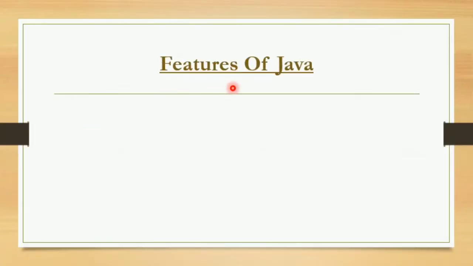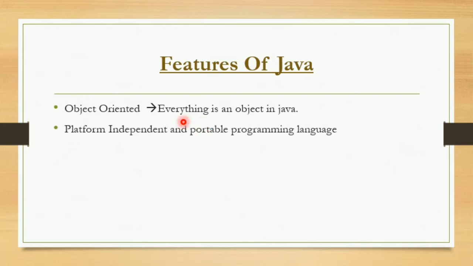Guys, let's discuss the features of Java. So guys, the first one is object oriented. So in Java guys, everything is an object, okay? And also in Java, all the code and the data lie within the class and all are objects. So the second thing is platform independent and portable programming language.